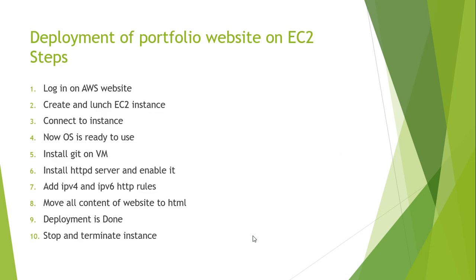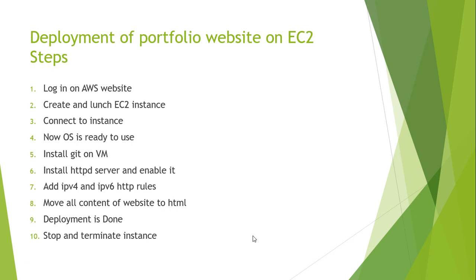Now, what are the steps that we need to follow to deploy our portfolio website on EC2? I have divided the steps into 10 simple things. First of all, we need to log in to our AWS account. Second, we need to create and launch the instance. Then we need to connect to that instance. Now we will get one OS ready to use. So now we will have to fetch the code. I have already deployed my website code on Git. So we need to clone the Git repository. For that, we need to install Git on our virtual machine.